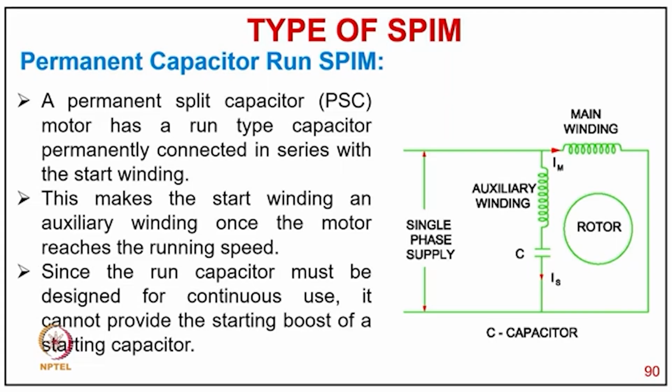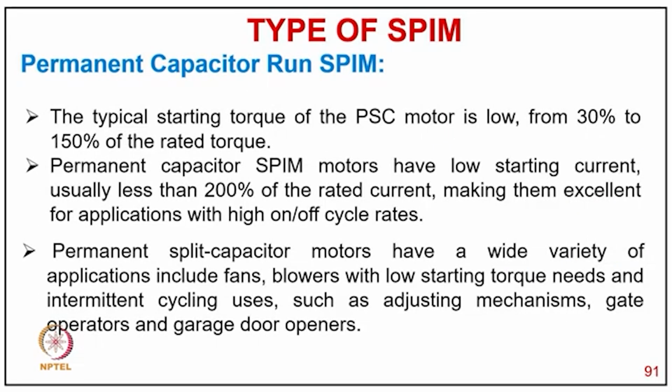So a permanent split capacitor motor has a run type capacitor permanently connected in series with the starting winding, and this makes the start winding an auxiliary winding once the motor reaches the running speed. Since the run capacitor must be designed for continuous use, it cannot provide the starting boost of a starting capacitor. So typically the starting torque of this single phase starting motor is low, from 30% to 150% of rated torque.